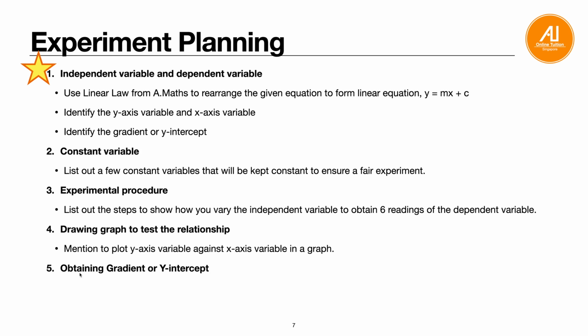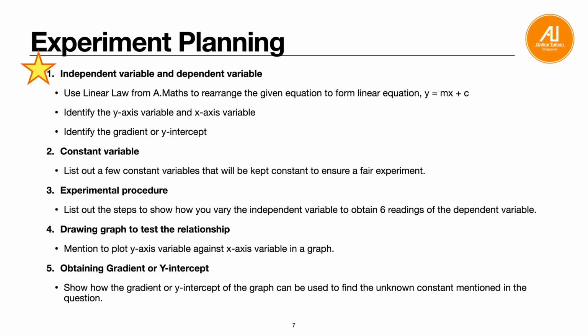Next, after you have your graph, you need to obtain your gradient or your y-intercept. Show how the gradient or the y-intercept of the graph can be used to find the unknown constant mentioned in the question. Sometimes the constant that they are interested in might be inside the y-intercept, or sometimes it might be in the gradient. Sometimes it might not be directly equal to the gradient. You have to multiply by 4 pi or divide by 4 pi, depending on what the equation is. So you need to show how you use the gradient and link it to the constant that they are looking for. So these are the 5 important points for your experiment planning.